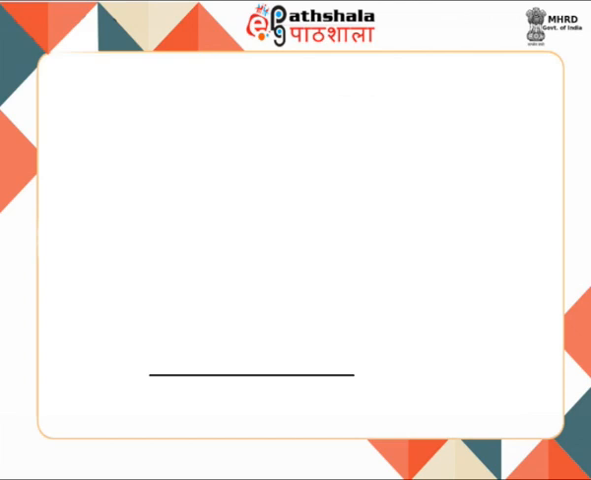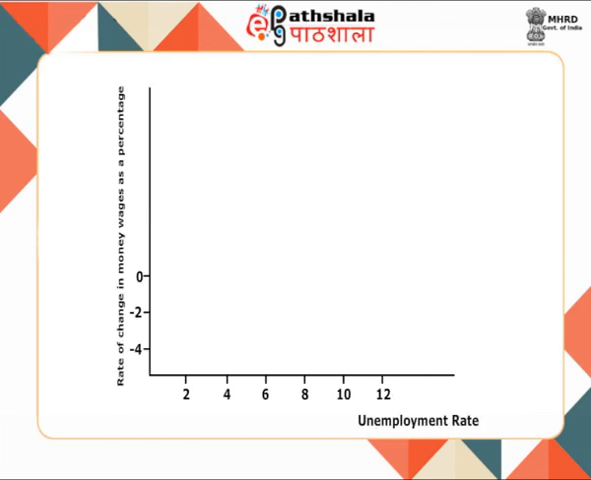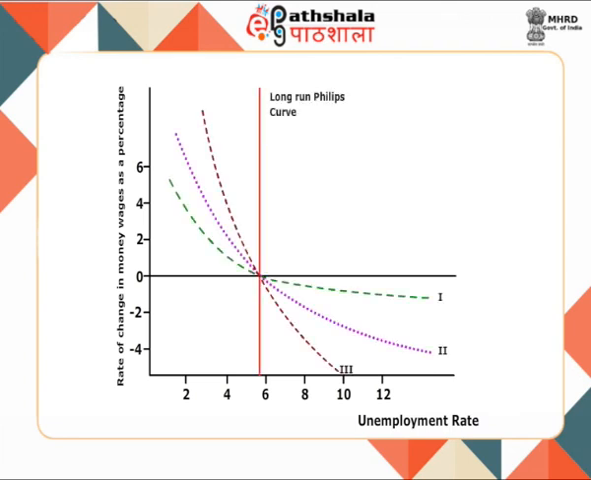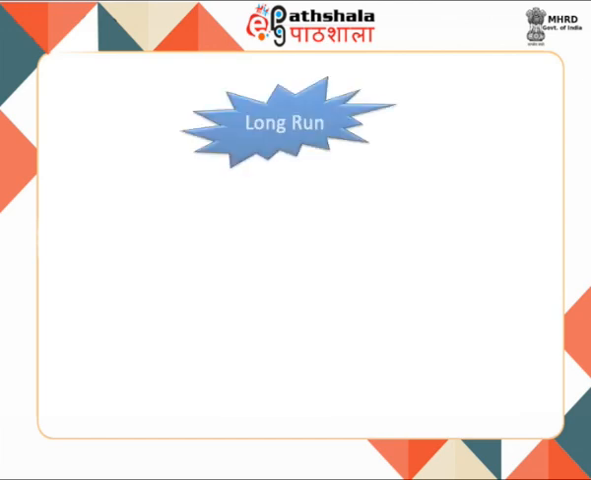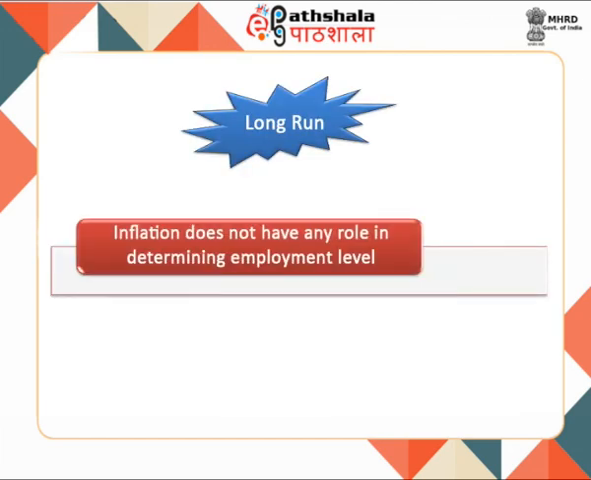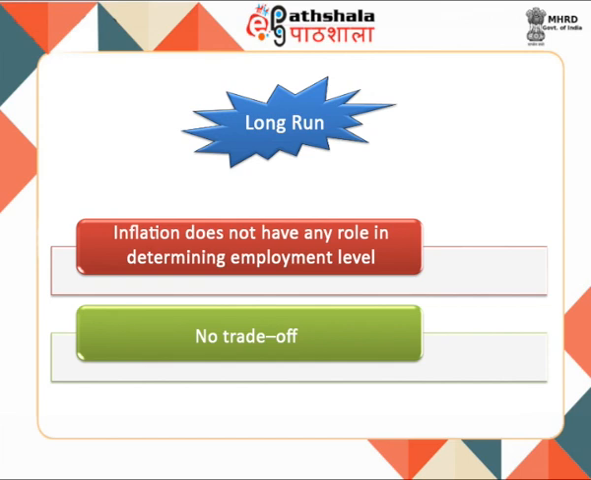In the diagram, on the x-axis, the unemployment rate is shown, and on the y-axis, the rate of change in money wage as a percentage is shown. Various short-run Phillips curves and a long-run Phillips curve are depicted in the diagram. The expected rate of change of price level converges with the actual rate. Hence, in the long run, inflation does not have any role in determining employment level, and as such, there exists no trade-off between inflation and unemployment in the long run.